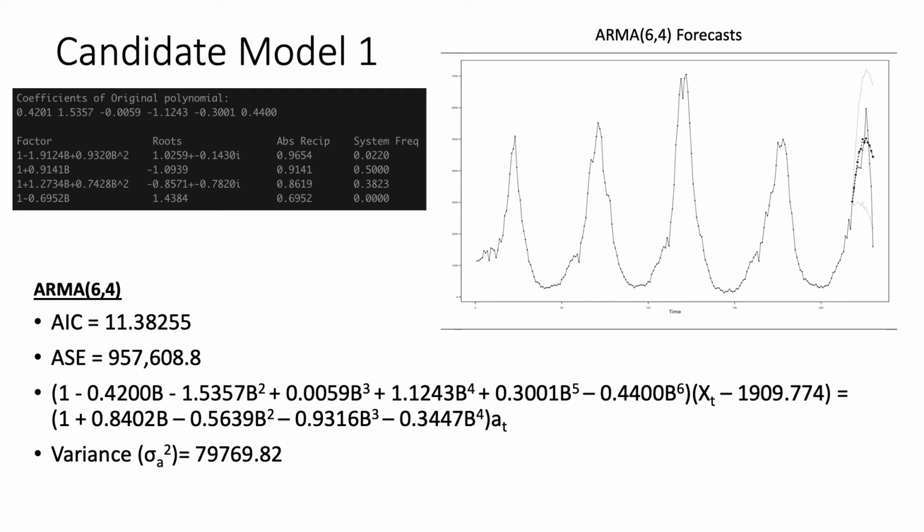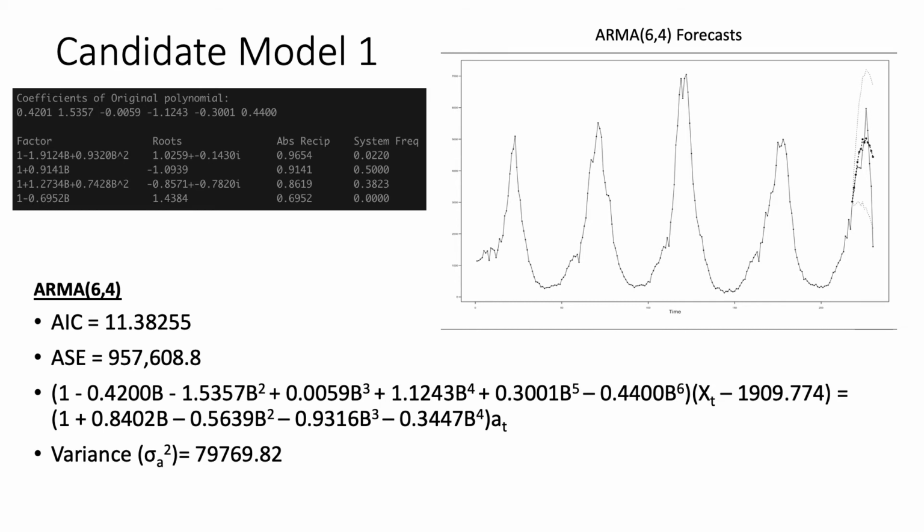Looking at our candidate models, our first candidate model was derived using an AIC process, and we fit an ARMA(6,4). As we noted, there were likely going to be complex conjugate roots, which we can see in the most dominant factor in this particular model. Looking at the forecasts, we see that there are pretty wide confidence intervals, and the forecasts regress towards the mean fairly quickly. We also have a fairly high ASE, indicating that this may not necessarily be the best model.